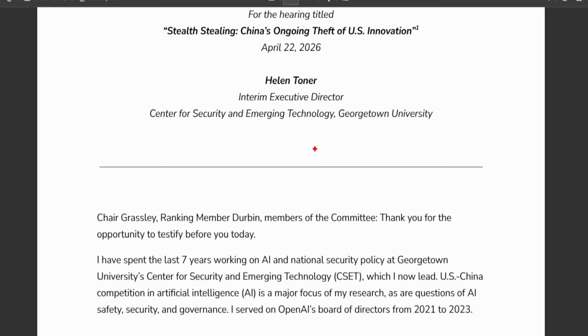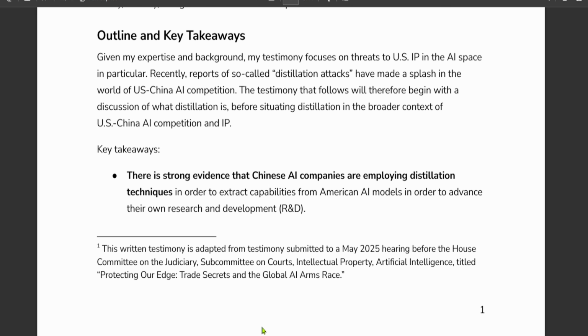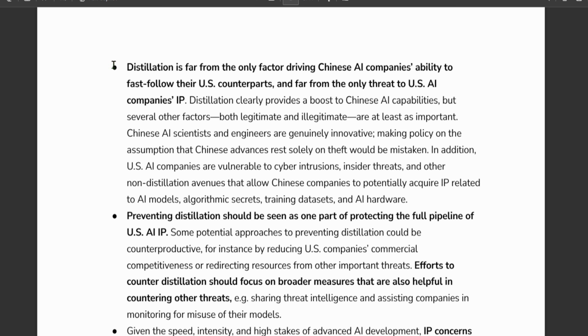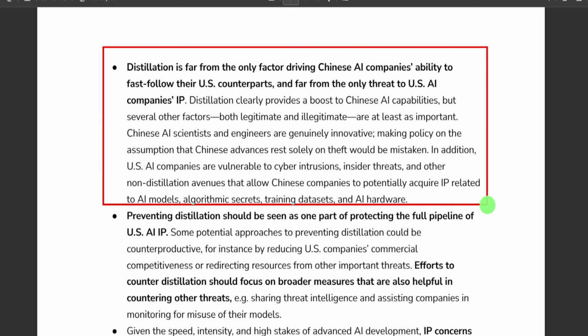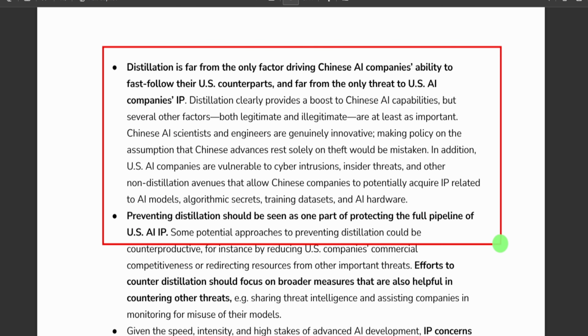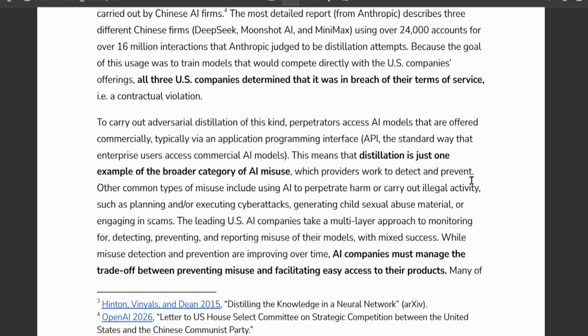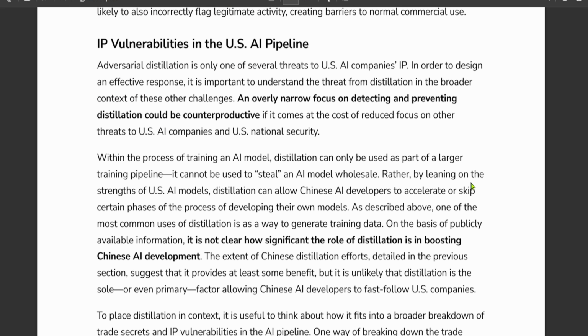But actually, is distillation even the main reason Chinese models are catching up? According to Helen Toner, who used to be on OpenAI's board and recently testified before the Senate Judiciary Committee, distillation definitely provides a boost. But it is far from the only factor. Chinese AI scientists are genuinely innovative on their own. The developer community echoes this, noting that China has massive amounts of training data, a huge pool of PhDs and STEM graduates, incredibly low energy costs to run data centers, and way less red tape or safety guardrails.